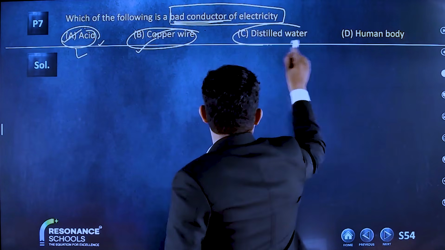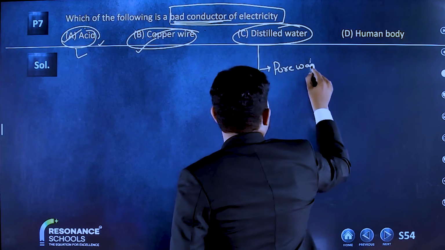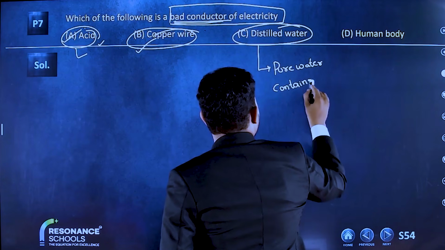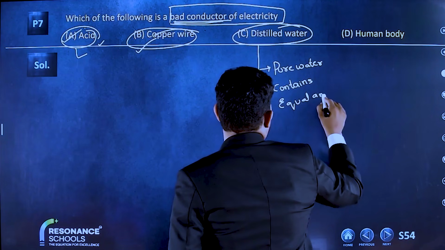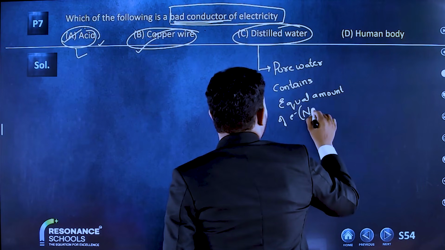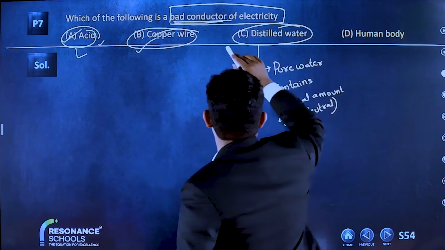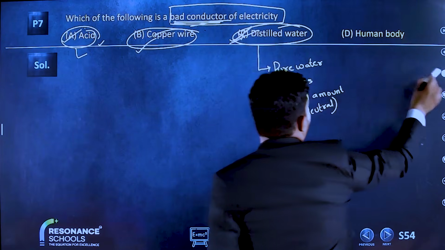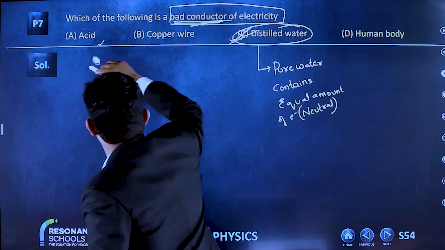Distilled water means nothing but pure water, and this pure water contains an equal amount of electrons, a neutral part. As a result, it does not conduct, so it is a bad conductor of electricity. While the starting two, I will erase it. So these are the good conductors of electricity.